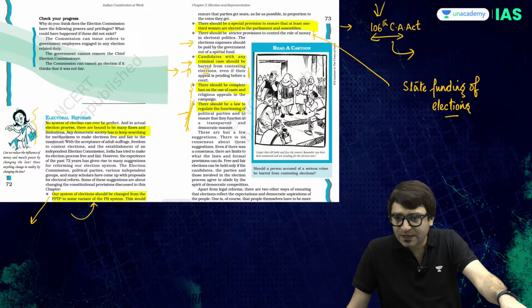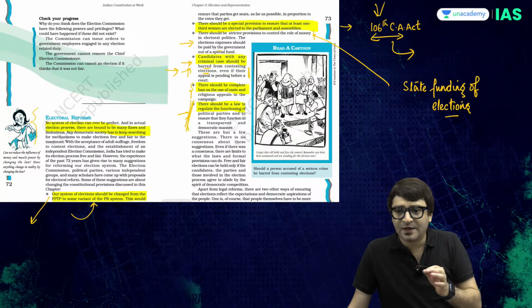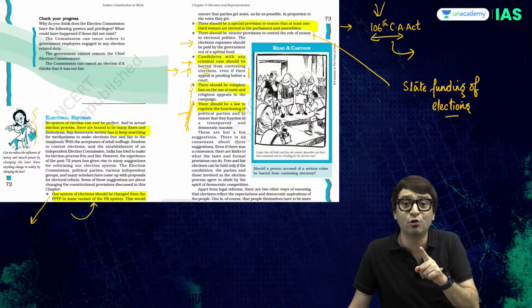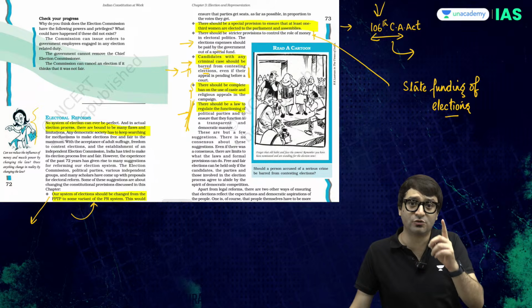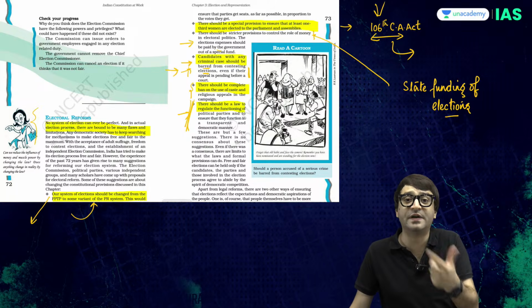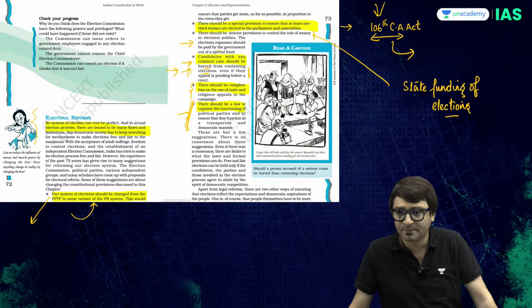If an individual commits crime, she can't contest elections. On the other hand, you mentioned that they can contest elections. If I have committed a crime but I'm still an accused, I'm accused of that crime, I can contest election. If I'm declared guilty that yes, you have committed this crime, you have been convicted, then you can't contest election.